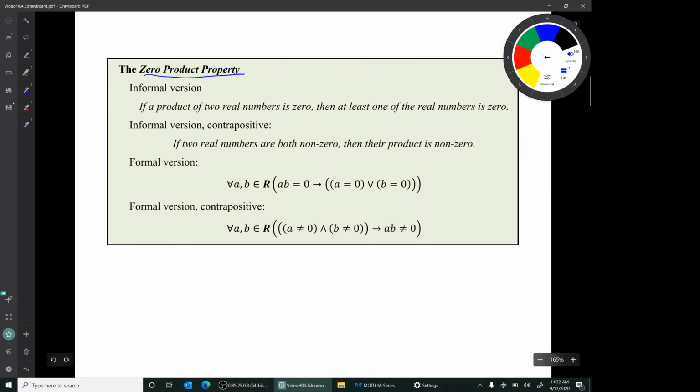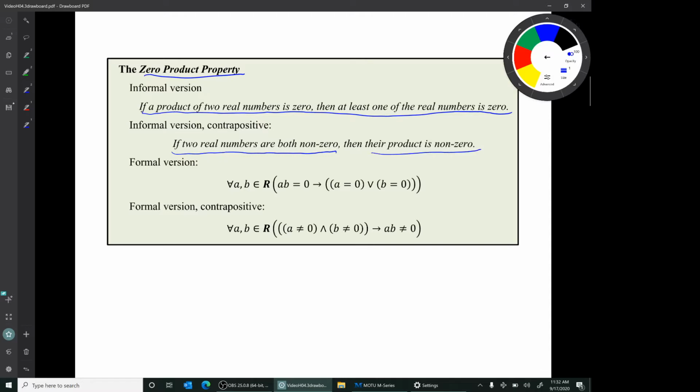The zero product property of real numbers says that if a product of two real numbers is zero, then at least one of the real numbers is zero. That's a conditional statement, so it has a contrapositive that means the same thing. The contrapositive says if two real numbers are both non-zero, then their product is non-zero.